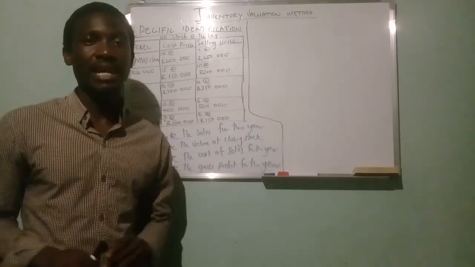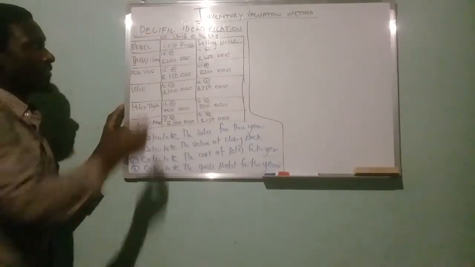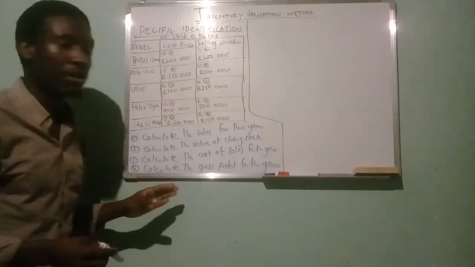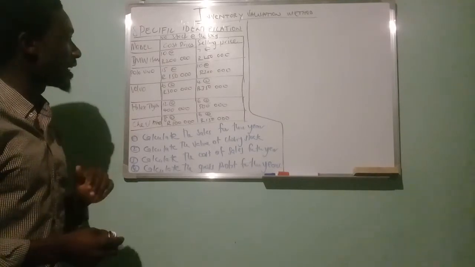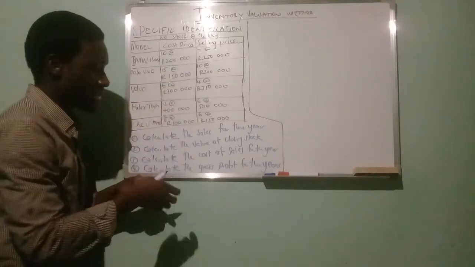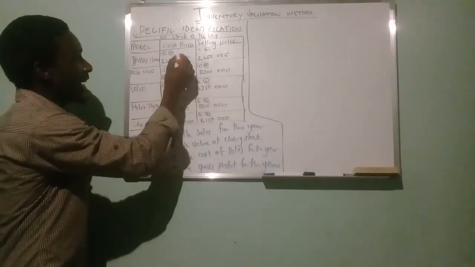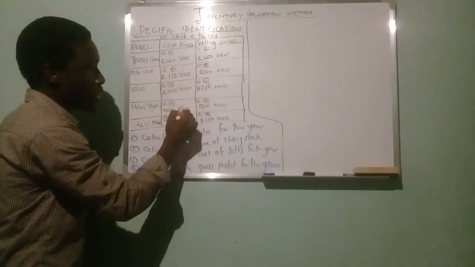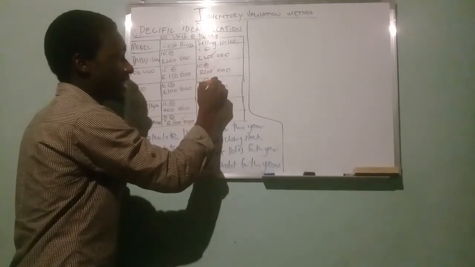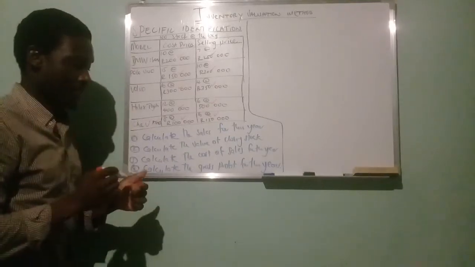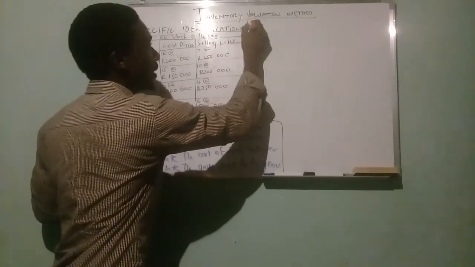So without wasting time, let's look at our activity. Inventory valuation method, we are given the specific identification method, and here we are given various models: BMW, Polo Vivo, Volvo, Hilux, and Chevrolet Aveo. You can see the cost prices of these items are not the same. Each and every asset has been attached its own cost price. And very importantly, the selling price is also not the same.